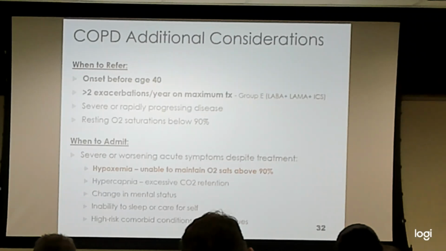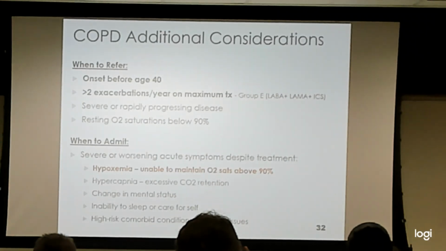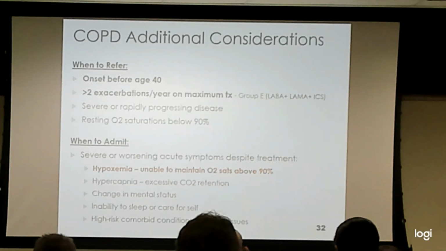We talked about when to refer, usually with that group E. If they're rapidly progressing. And we talked earlier, usually we let the SAT range of normal go down a little bit. Usually below 90, if they're just sitting there, consider referring. Maybe they're not being maximally treated.